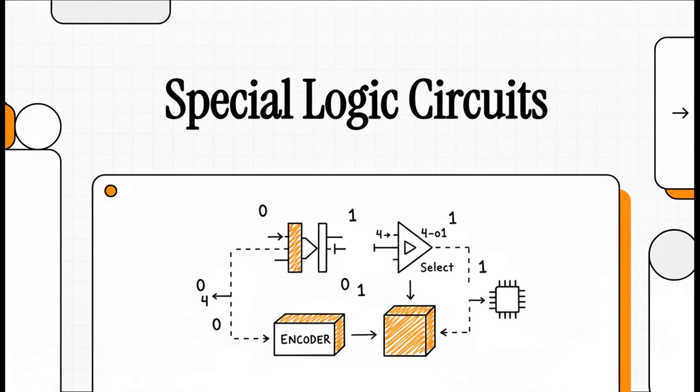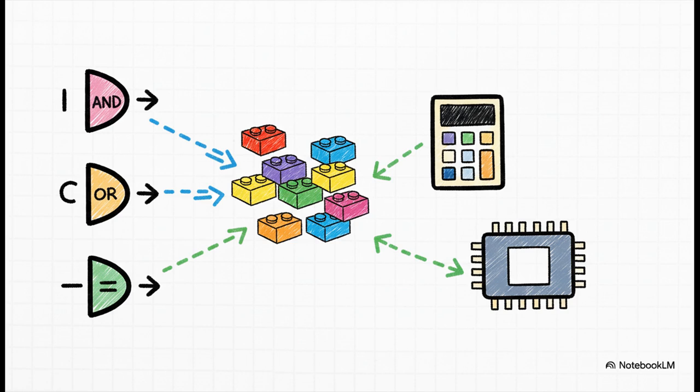Welcome to The Explainer. Okay, so have you ever really thought about how your calculator knows that 2 plus 2 is 4? Or how your computer can remember your password, like, instantly? Well, the magic behind all of that is something called special logic circuits. And today, we're going to break them all down piece by piece so you are totally ready for your digital electronics exam. All right, let's start with the big picture here.